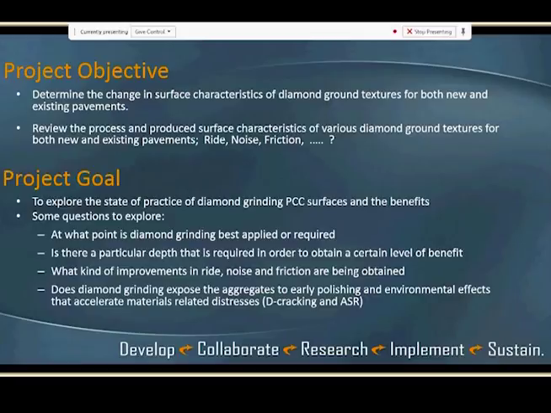So the project goals on this one, we want to explore the state of the practice. What are people doing out there? What are the specifications that you already have that you're implementing? At what point do you do diamond grinding? What is your IRI? What is your smoothness at that point? Is there a particular depth?